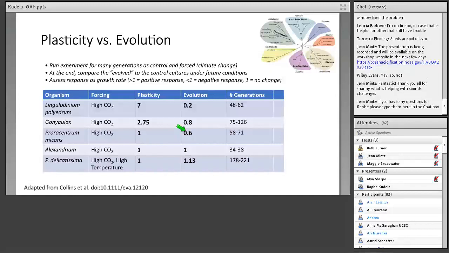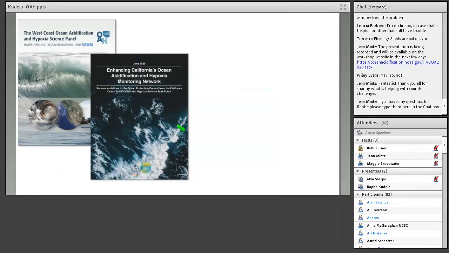And so that's something that we also need to keep in mind, that these short-term experiments tell us what's going on right now, but they don't necessarily tell us what the ocean is going to look like in the future, because we need to take into account that evolutionary response. And so how do we do better? How do we merge what we're measuring with the OA networks and the HAB networks?